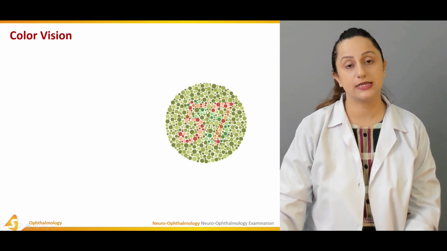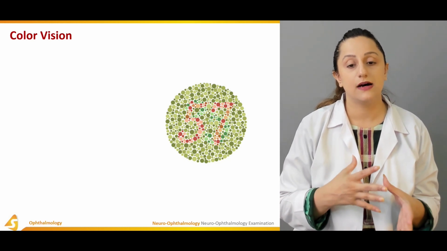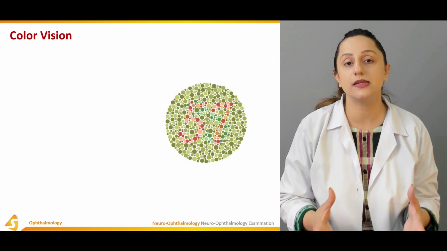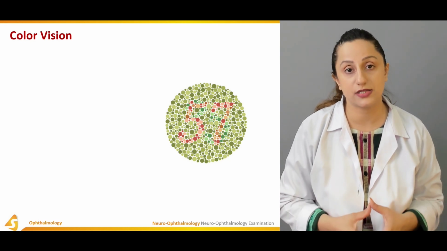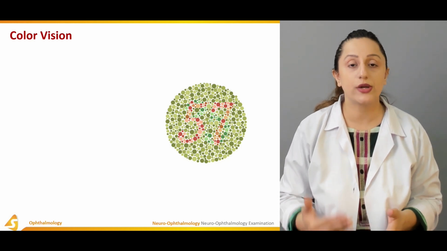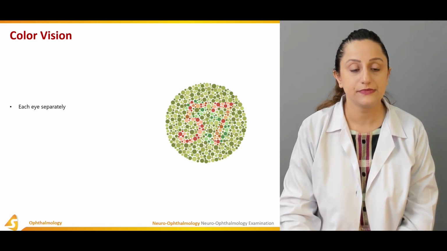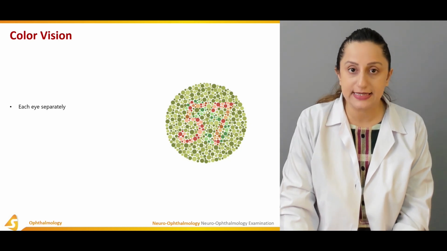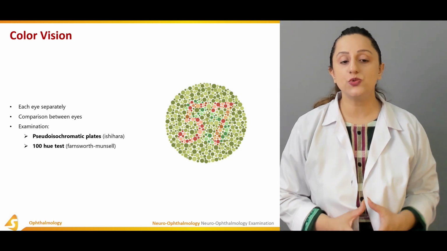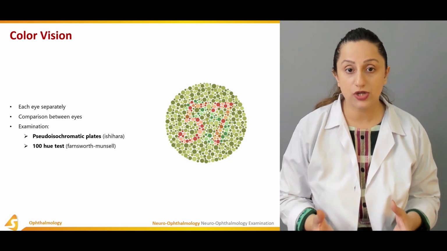If a person is able to read out or recognize these digits in these charts, that's a normal thing to happen. If he or she is unable to distinguish the red-green differences in an Ishihara's chart, that indicates the person is suffering from a color vision defect, and cannot distinguish between the different shades of red and green. We have to check each eye separately in an individual. A comparison between the eyes is again very important. The examination would be by the isochromatic plates, which are basically the Ishihara's charts available over here.